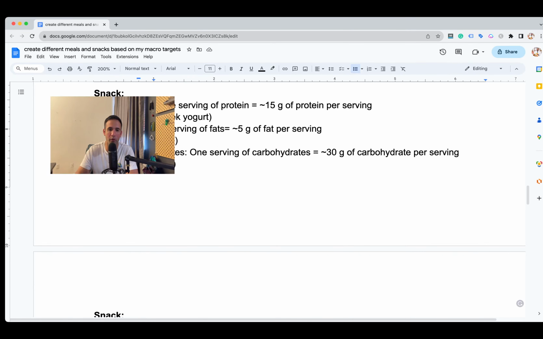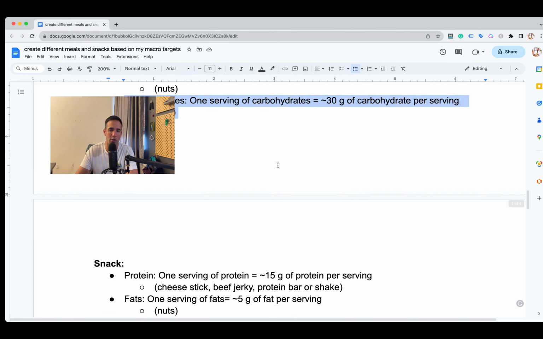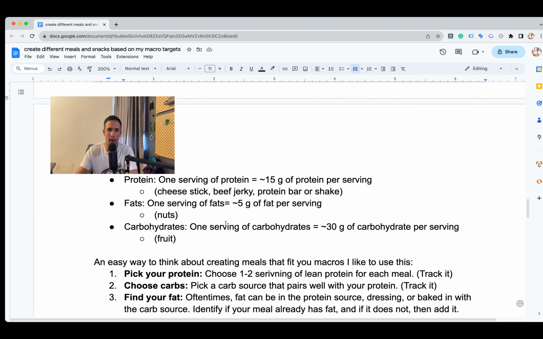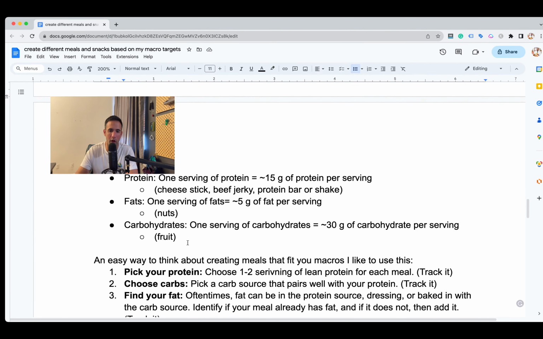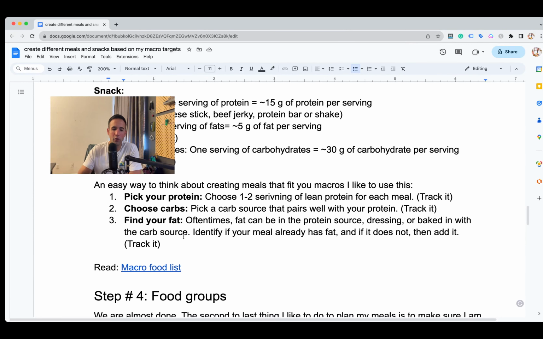And then, of course, we get to our snacks, right? So we want to have about 15 grams per serving. Greek yogurt would fill that perfectly. Less than 5 grams of fat. If we needed some extra fat, we could do some nuts. And then, of course, a serving of carbohydrate would be about that 30 grams, and we could do some fruit there. Rinse and repeat gave us a few different options here. So this is what I wanted to get to for you guys.